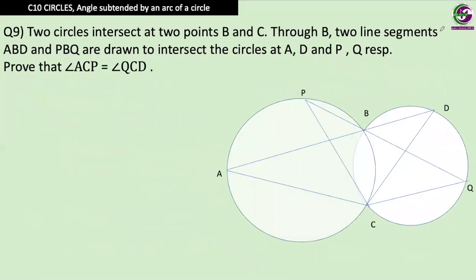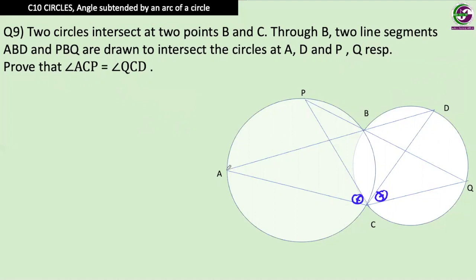Question 9. Two circles intersect at two points B and C. Through B, two line segments ABD and PBQ are drawn to intersect the circles at A, D, P, Q respectively. Prove that angle ACP is equal to angle QCD. This is what we have to prove, not given.